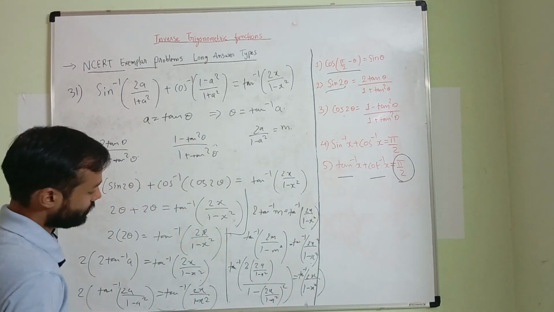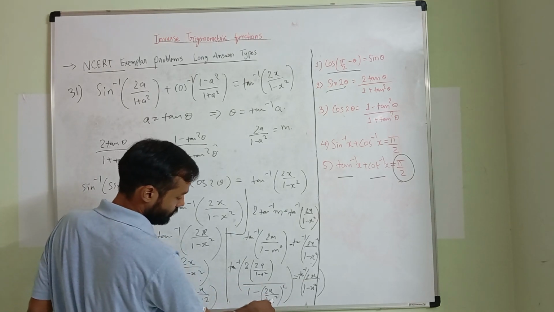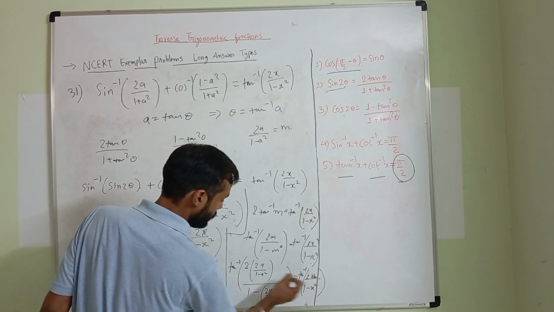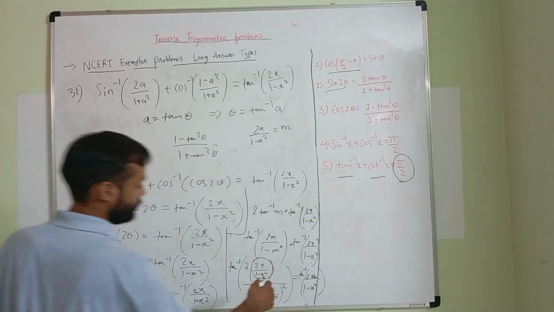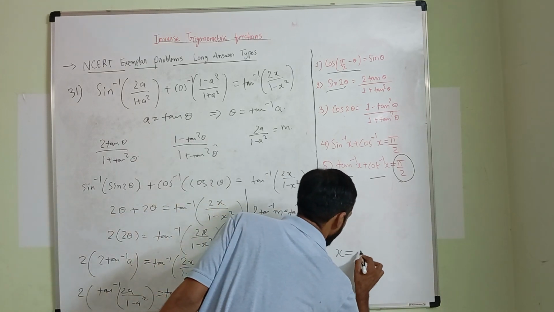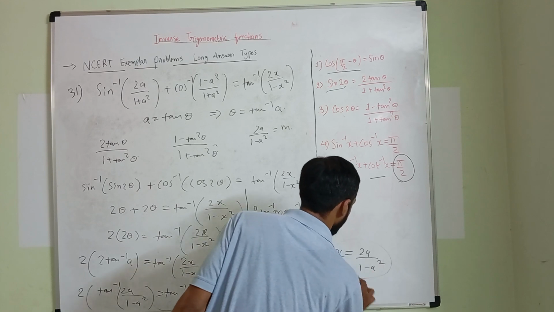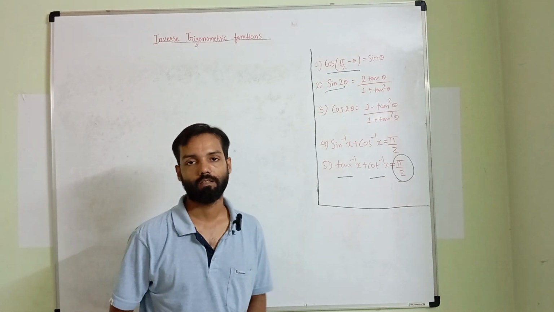So now on comparing this x and 2a upon 1 minus a square term, finally we will get this value x equals to 2a upon 1 minus a square. Hence we can write x equals to 2a upon 1 minus a square, which is our required value. Next is example number 33.